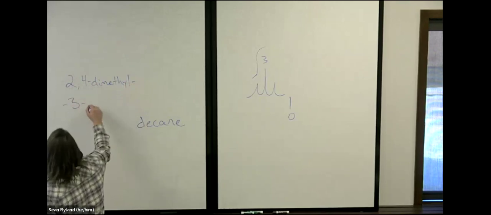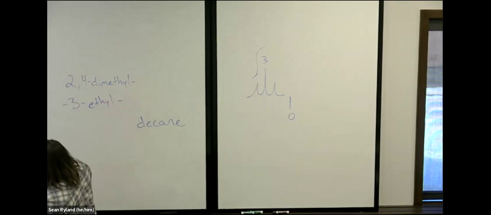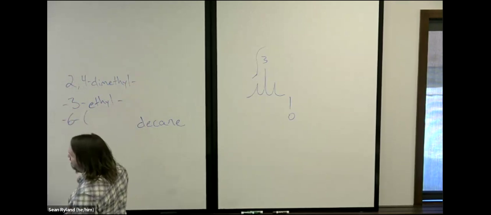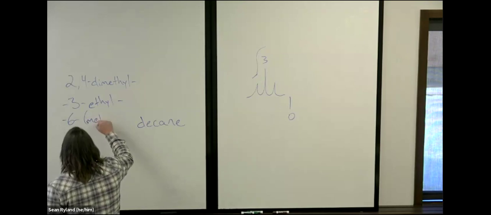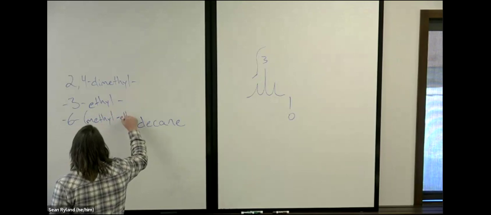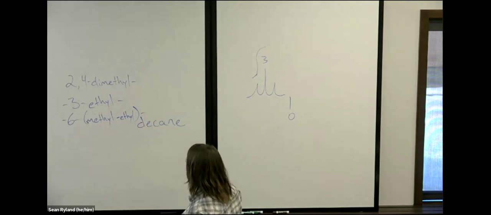Three ethyl, six, and then we have a complicated branch, so it's an ethyl group with a methyl group attached. So there's our two carbons, ethyl group that has a methyl group attached to it. So that's a, in parentheses, a methyl ethyl. So 2,4-dimethyl, 3-ethyl, 6-(methylethyl)decane.